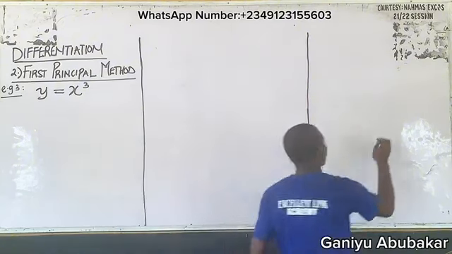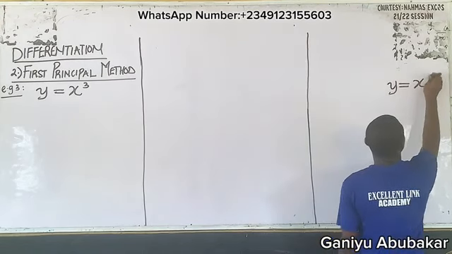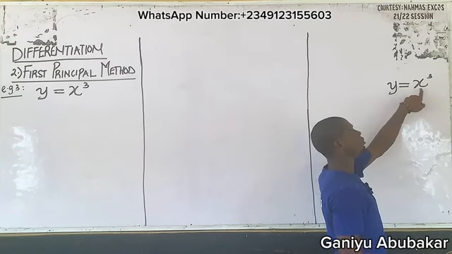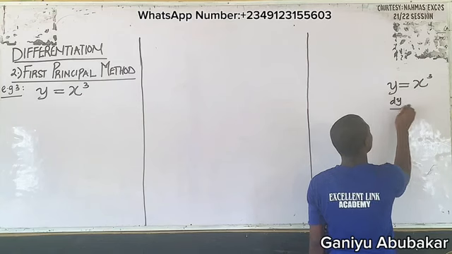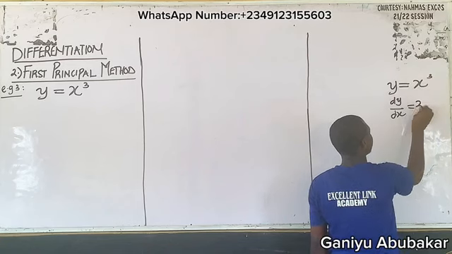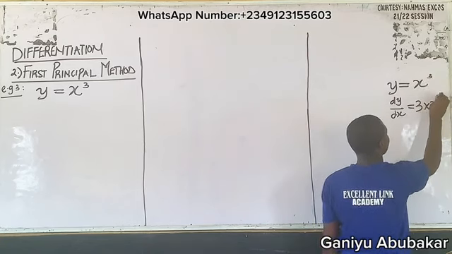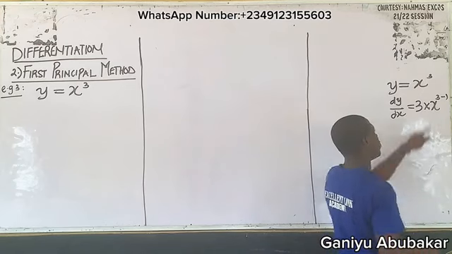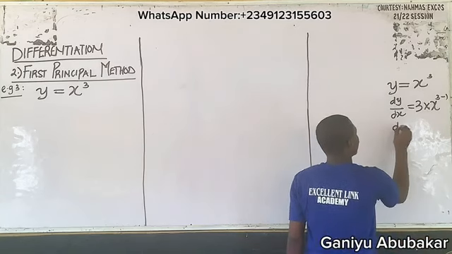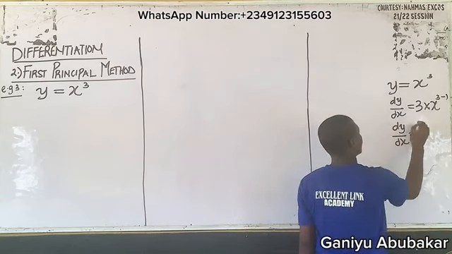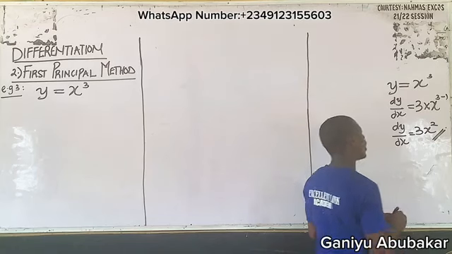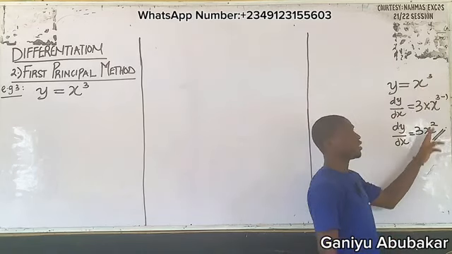So let's say I'm given that y is equal to x cubed. If I apply the general method here, the change in y with respect to x, dy over dx, is equal to: multiply by the power. The power here is 3, times x to the power 3, then minus 1 from the power. From here, dy over dx will be equal to 3x, and 3 minus 1 is of course 2. So if I differentiate x cubed, I will have 3x squared.